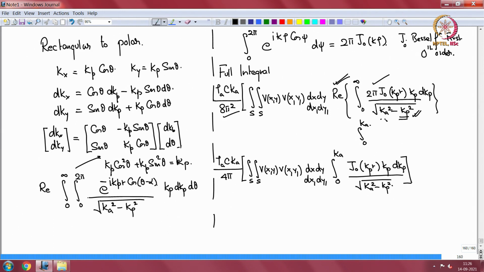Okay. So, I will use another result now, just a result from integral tables: the integral from 0 to k of J0(z) dz by k square root of k squared minus z squared is equal to sin kr by kr. We will use this result here.